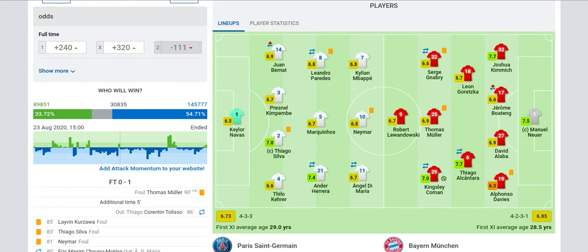So if I were to give my prediction, I would say it would be Bayern Munich 4 and PSG 3 on aggregate after both legs.